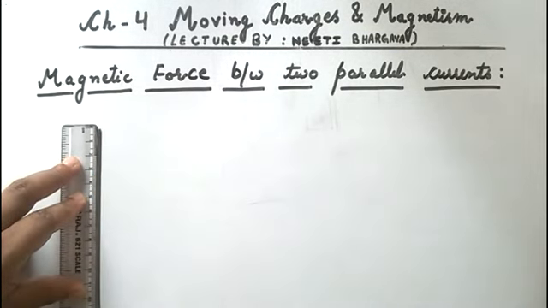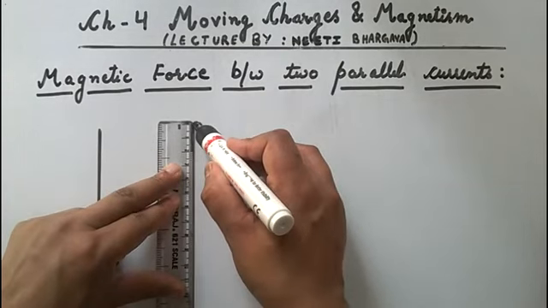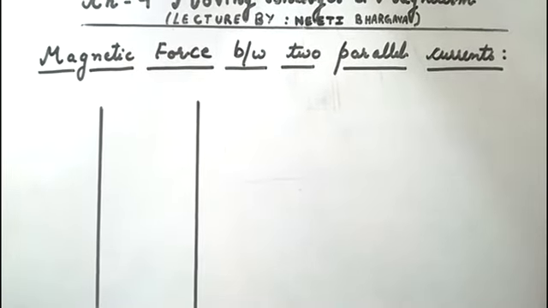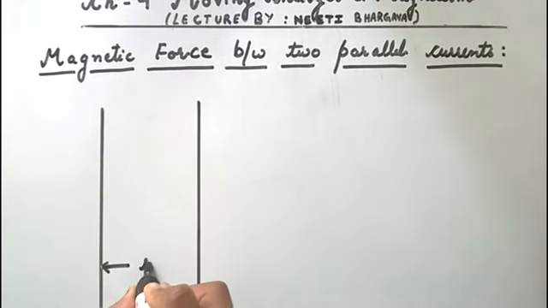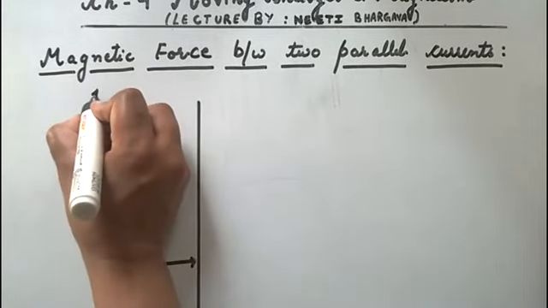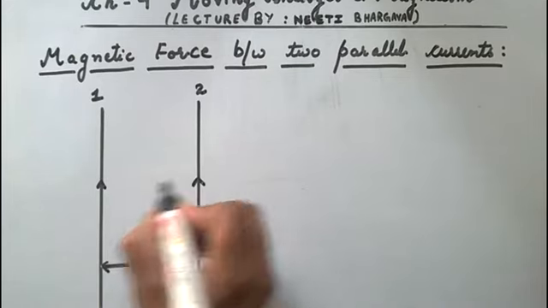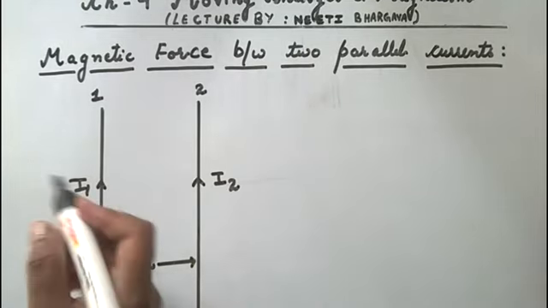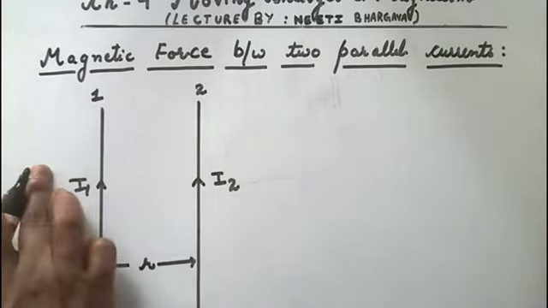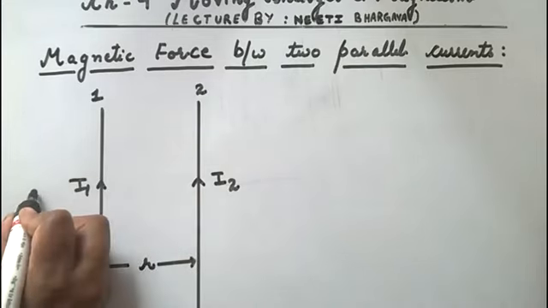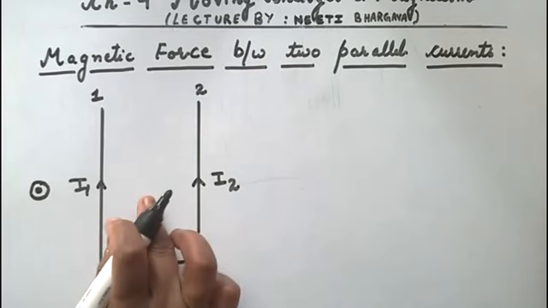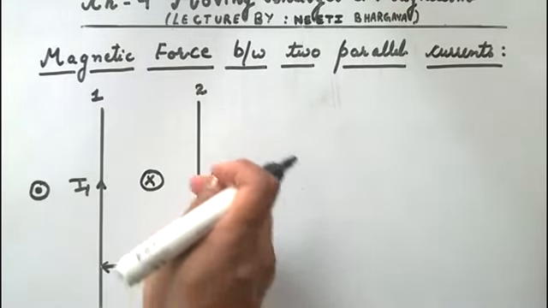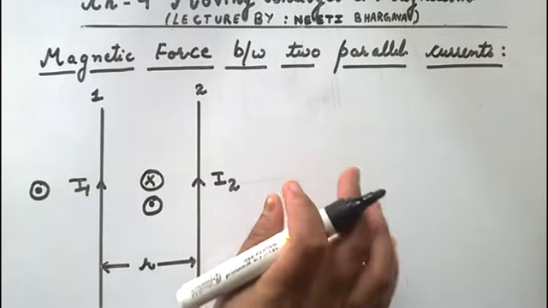If two long parallel wires are placed r distance apart, and in these wires currents are flowing in the same direction, then because of the first wire, the magnetic field produced around it at the left side of the wire is out of the plane of the paper from the right hand thumb rule, and at the right side of the wire, it is into the plane of the paper.